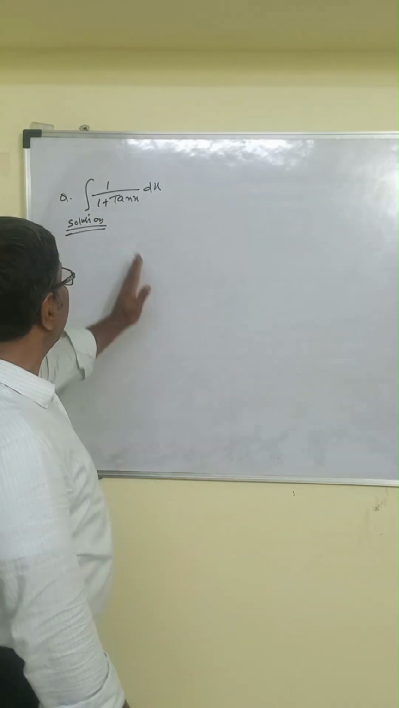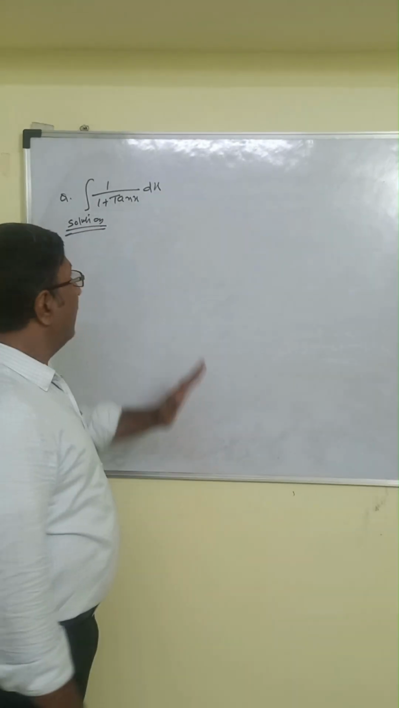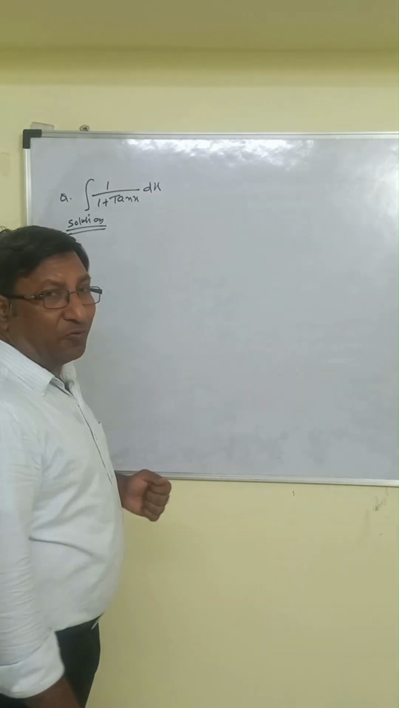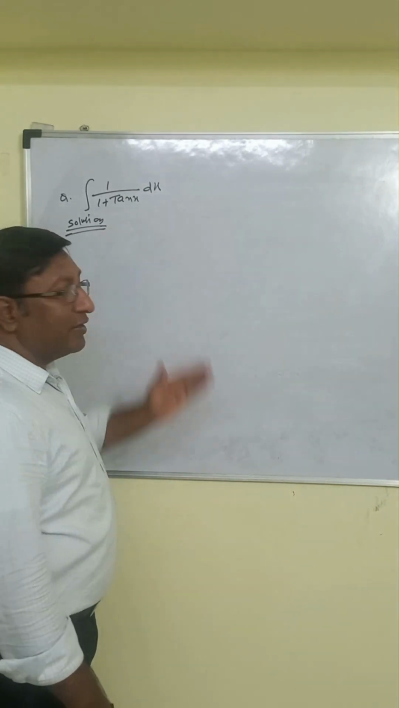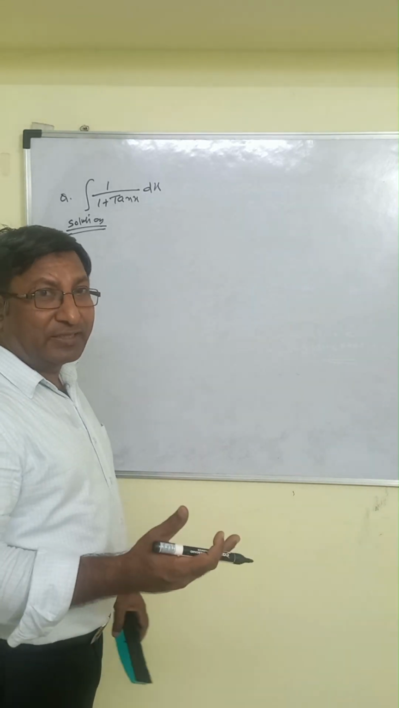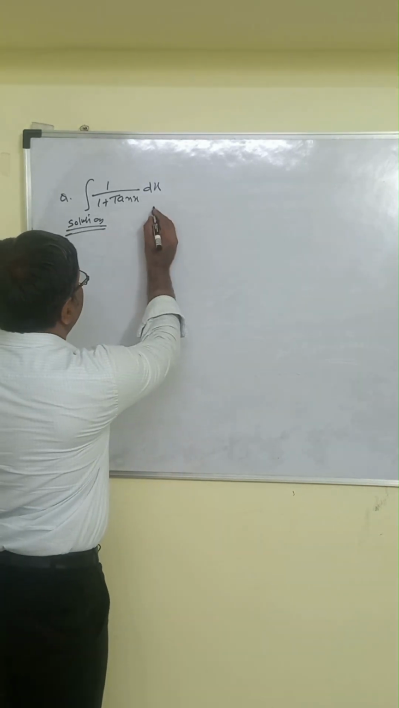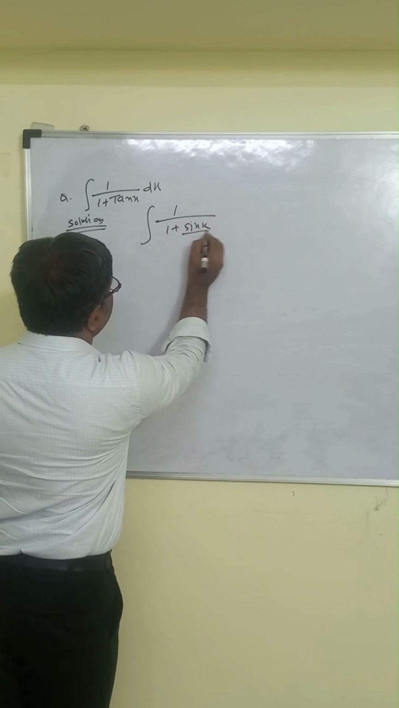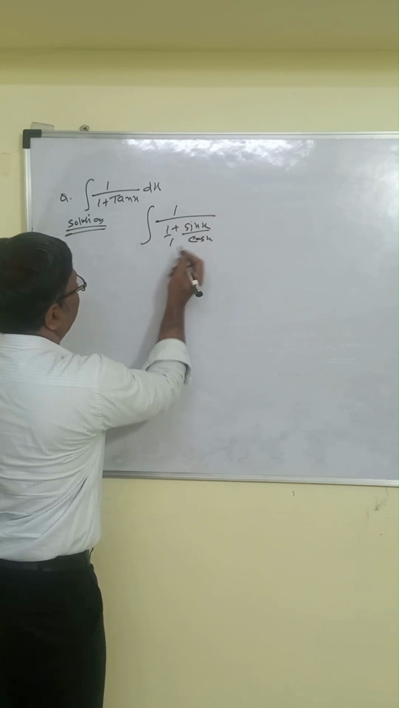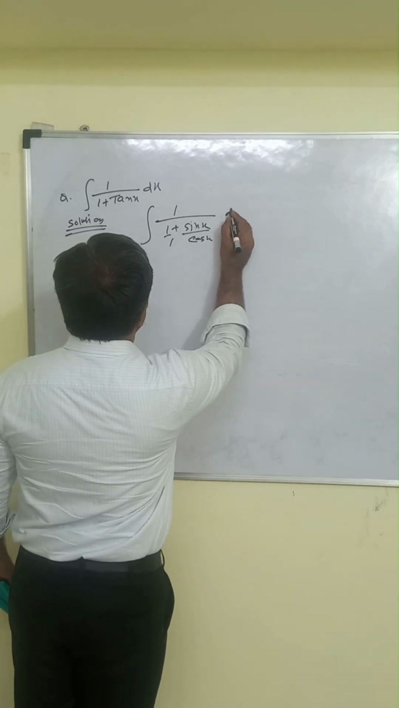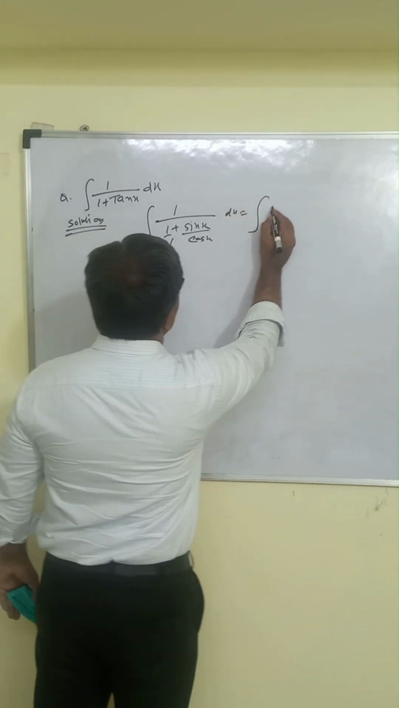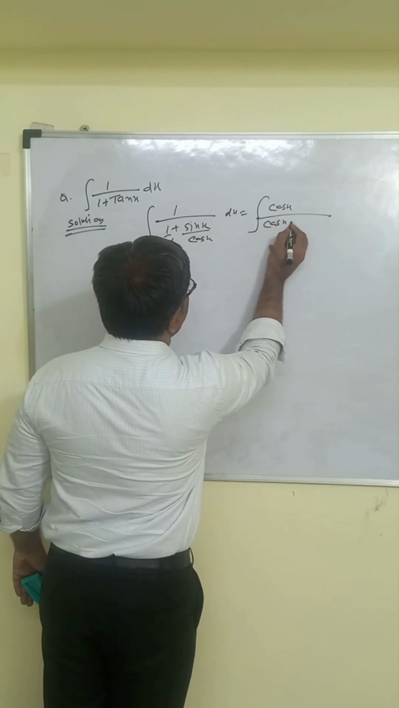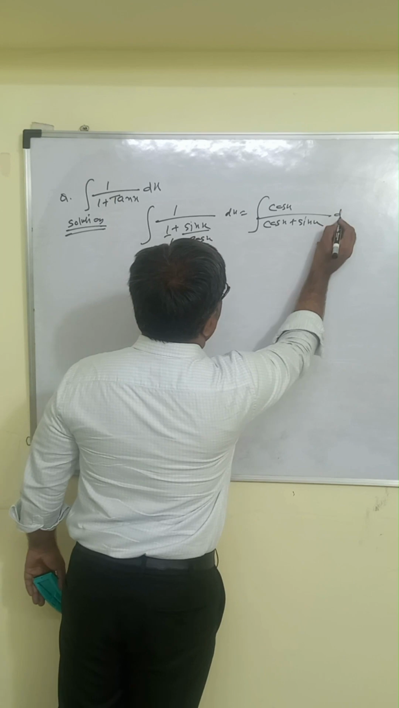Let us see the next question. Find the integration of 1 upon 1 plus tan x dx. So for this type of question, what is the technique? First you convert this tan x into sin x and cos x, and then add. So here the integration of 1 upon 1 plus sin x by cos x. When we take the LCM, we will get cos x upon cos x plus sin x, dx.